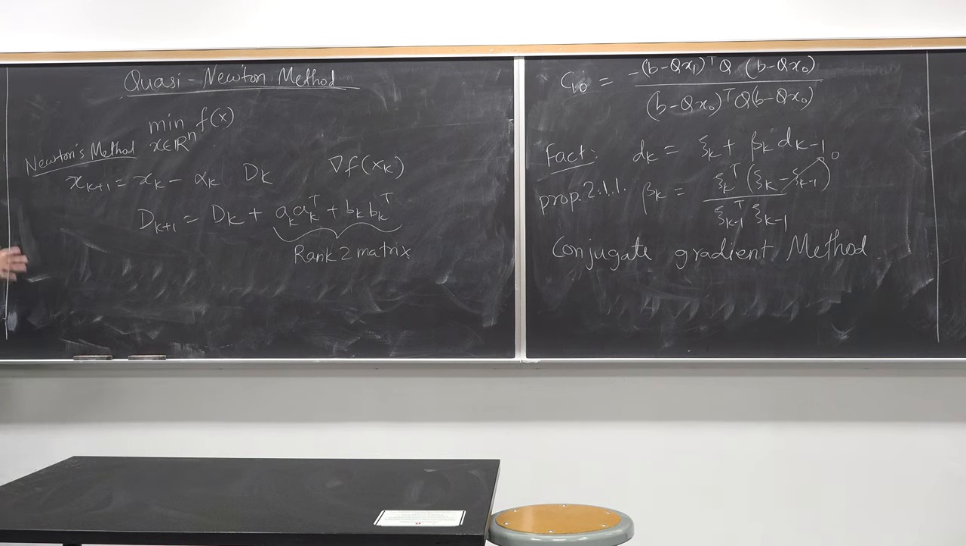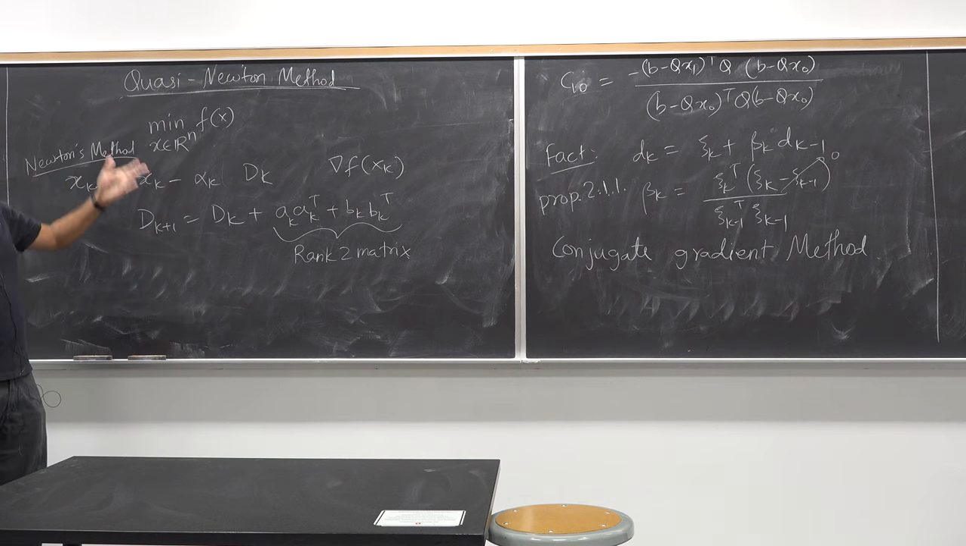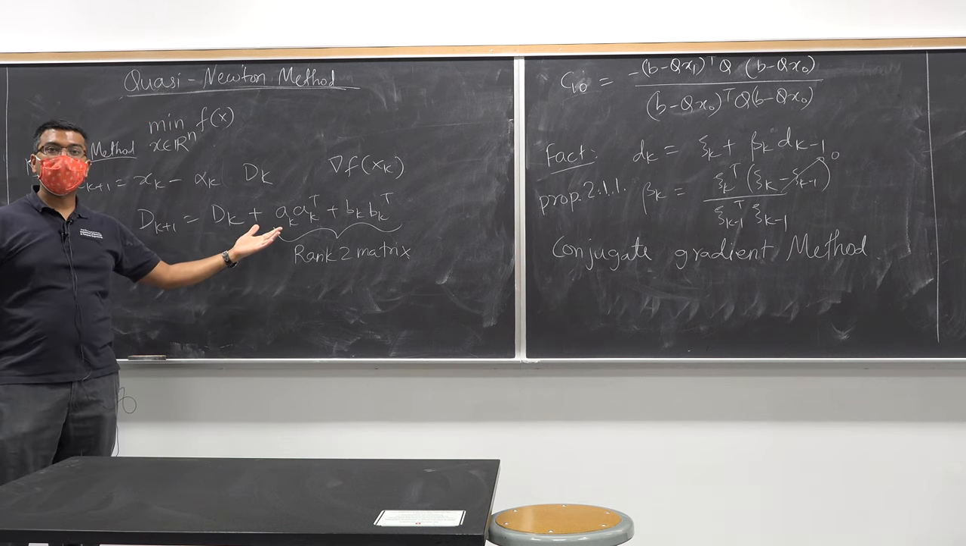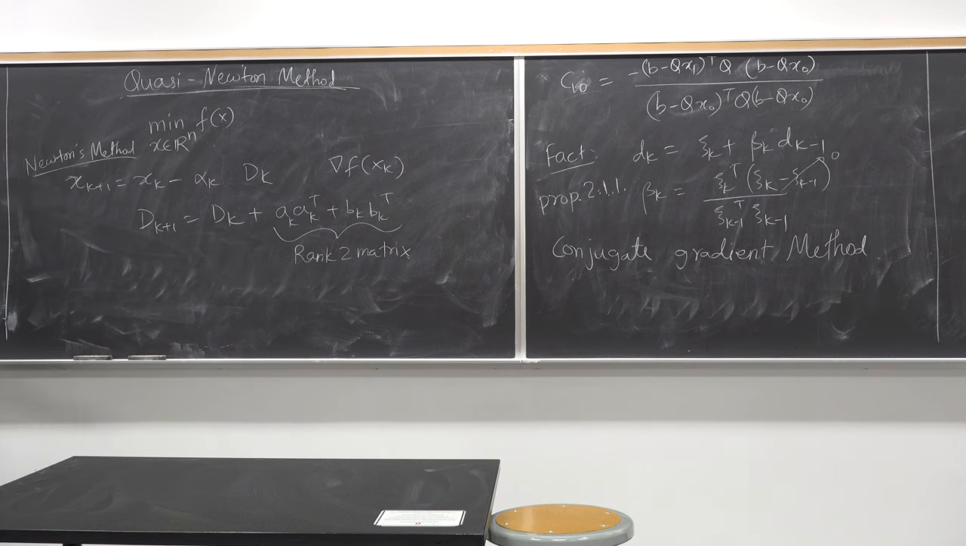And this whole algorithm is called quasi-Newton's method. So one thing that I'll talk about is why rank 1 update is not good enough. Okay, there's a problem with rank 1 update. So you have to go to rank 2 update. And then the whole method works beautifully. And we'll study the theory of this particular method in the next class. Thank you.